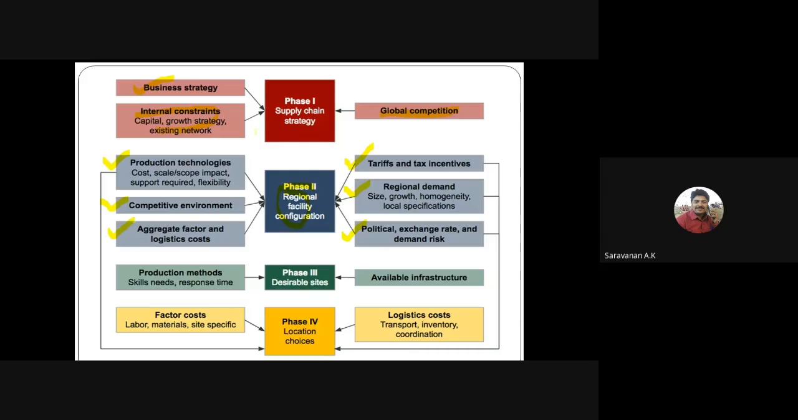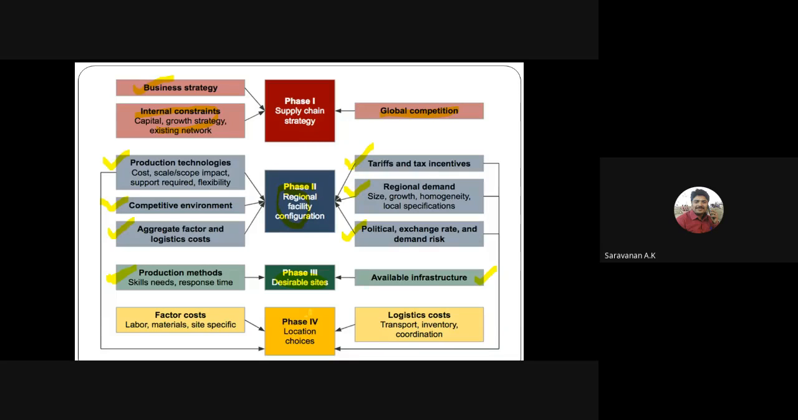Then the third phase, the desirable sites. Here we have to see the production methods and the infrastructure availability. The infrastructure availability is classified into two terms: the hard infrastructure and the soft infrastructure. That we have to see for the desired potential sites.